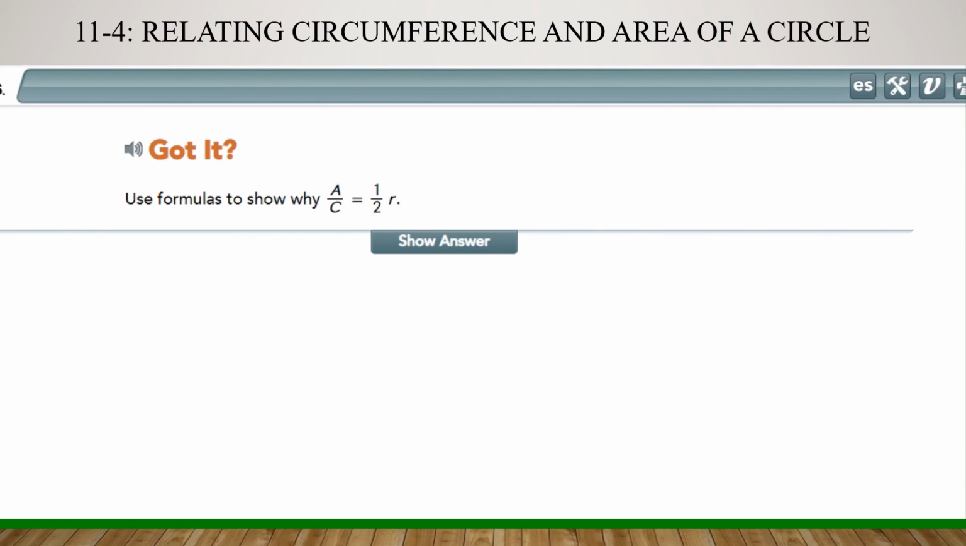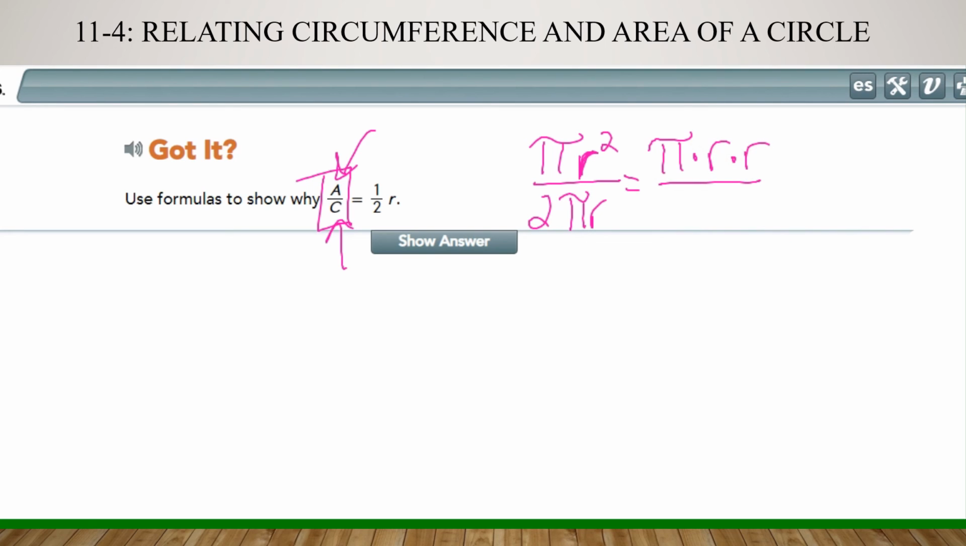Part 2, got it? 2 of 2. Use formulas to show why the ratio A to C equals 1/2 times R. I'm going to rewrite this ratio, and I'm going to substitute in the actual formulas for area and circumference. So the area of a circle is actually pi times the radius squared, and the formula for circumference that has radius in it is 2 times pi times the radius. Now I'm going to rewrite the area formula, and this is how it looks when you rewrite it. Pi times the radius times the radius. That's all squaring is. It's multiplying it by itself.